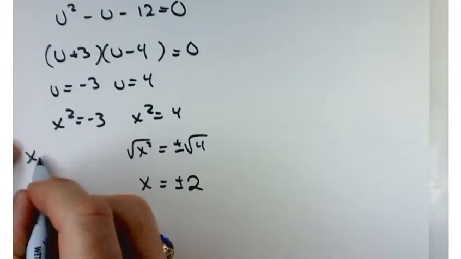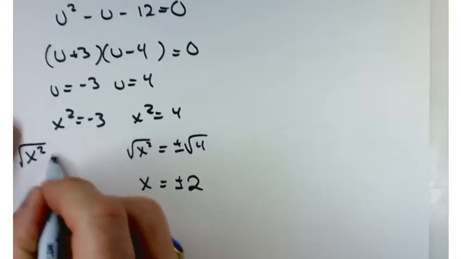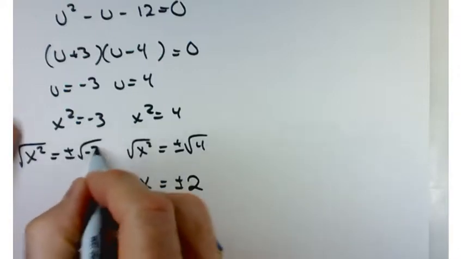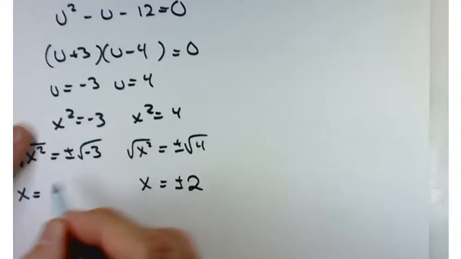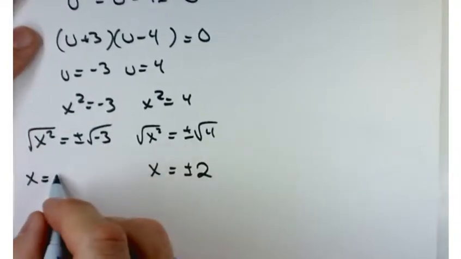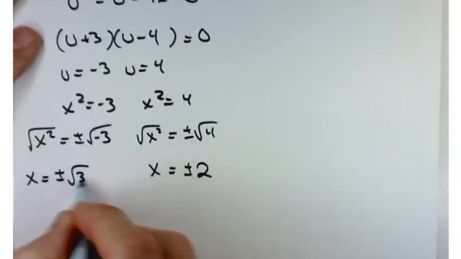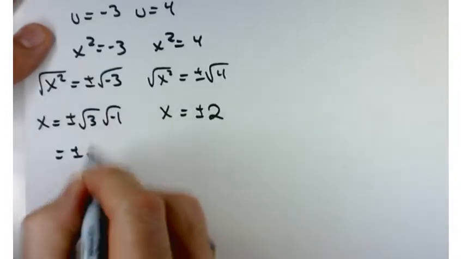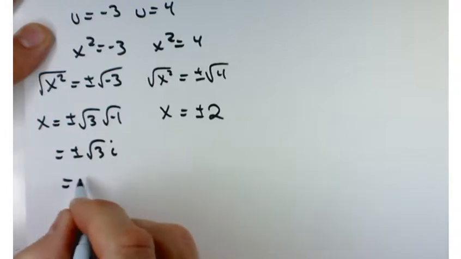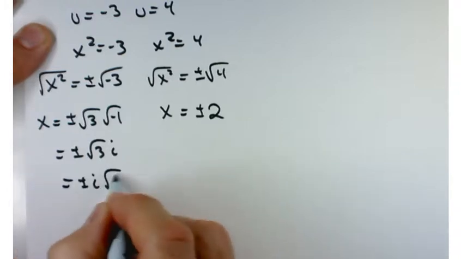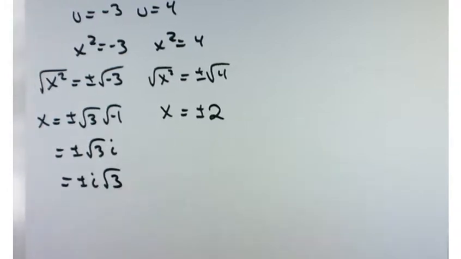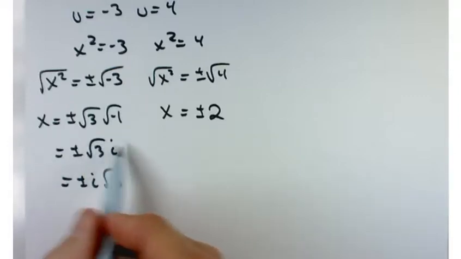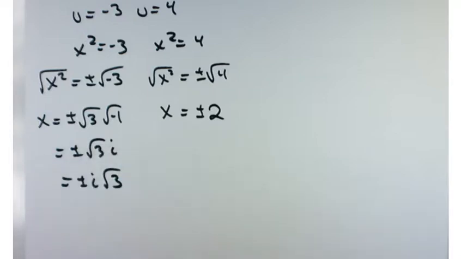And I can do the same thing over here. Square root, plus or minus the square root of negative 3. The only difference is that I have to deal with that negative under the radical. Plus or minus the square root of 3 becomes plus or minus the square root of 3 times i. You might want to write that with the i out in front. That way it doesn't get confused with the i being under the radical.